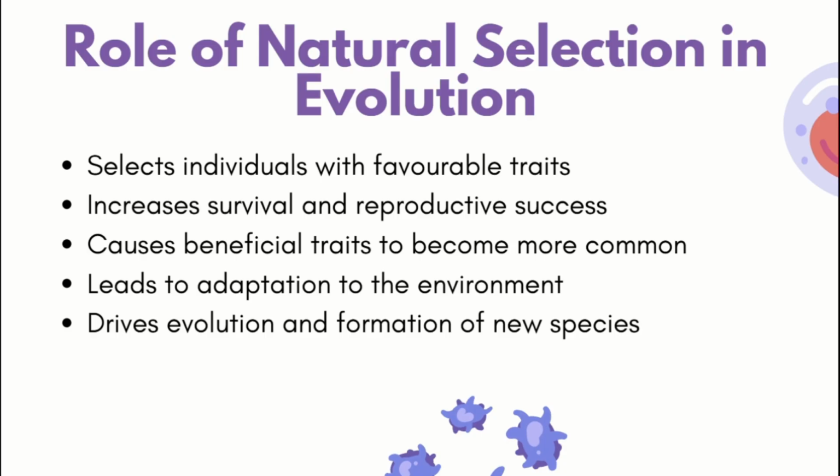Because if you have 100 people in a population and only 10 out of the 100 have those favorable traits, the 90 are going to die because the environment is working against them basically. The 10 that did survive are going to reproduce, and their offspring are going to have the favorable traits that the 10 did have. And that is what is going to cause these beneficial traits to become more common. So basically, the next generation is going to be made up of only favorable traits.